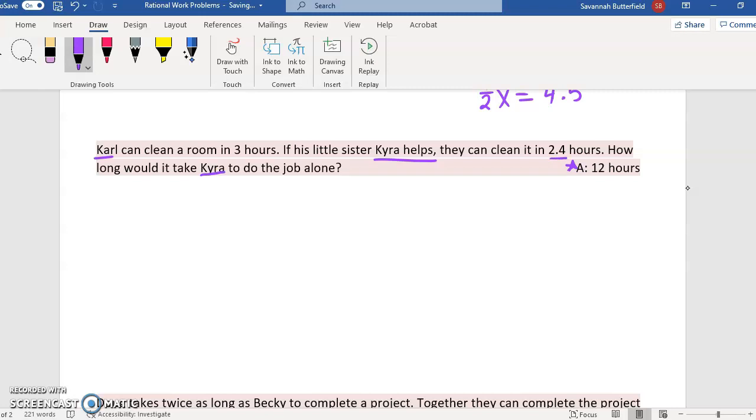So Carl is 3, so we're going to say 1 over 3. Our total time is 2.4, so this equals 1 over 2.4. Since this total is them two working together, we're going to add these. So it's going to be 1 over 3 plus 1 over. We don't know what Kyra is, so Kyra is going to be x.